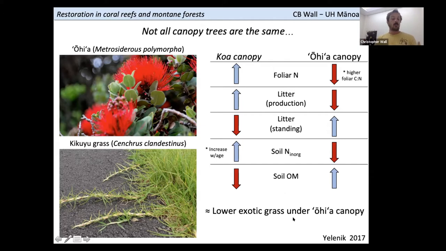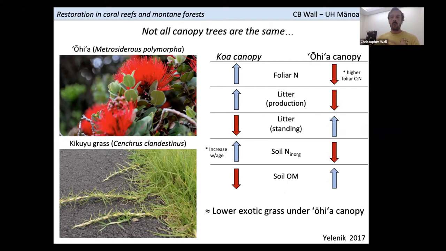And what's really interesting is that when we look at the understory of these two forests, we see that under the ohia side, where it has lower nitrogen, there are fewer of these exotic grasses like this. And these are like kikuyu grass, which is an exotic species here in Hawaii. But it forms really thick mats. In some cases, you're walking through the forest and it could be a 3 feet thick mat of grass.